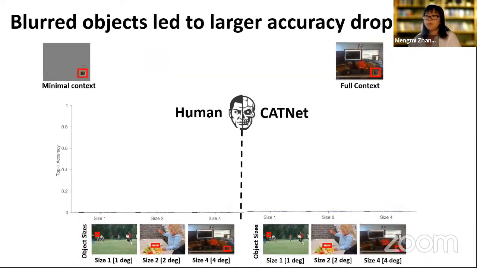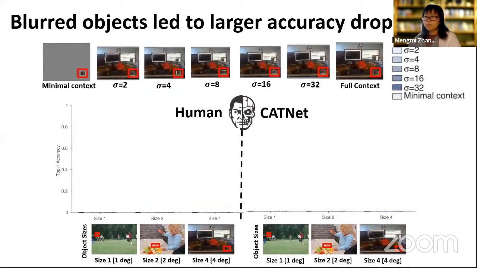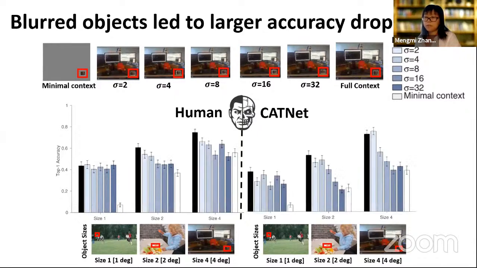We also compared the effect of blurring the context versus blurring the target objects, by applying the same Gaussian blurring only to the target object itself. Although the number of pixels affected by blurring the target object was much smaller than blurring the context, modifying the target object led to larger accuracy drops compared with blurring the context, as I showed in the previous slide. These are also true for all target object sizes on both humans and CRTNet.